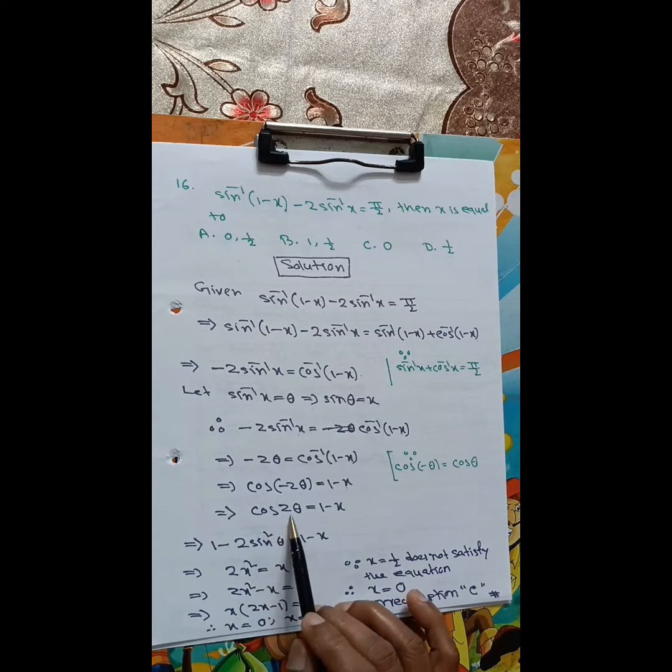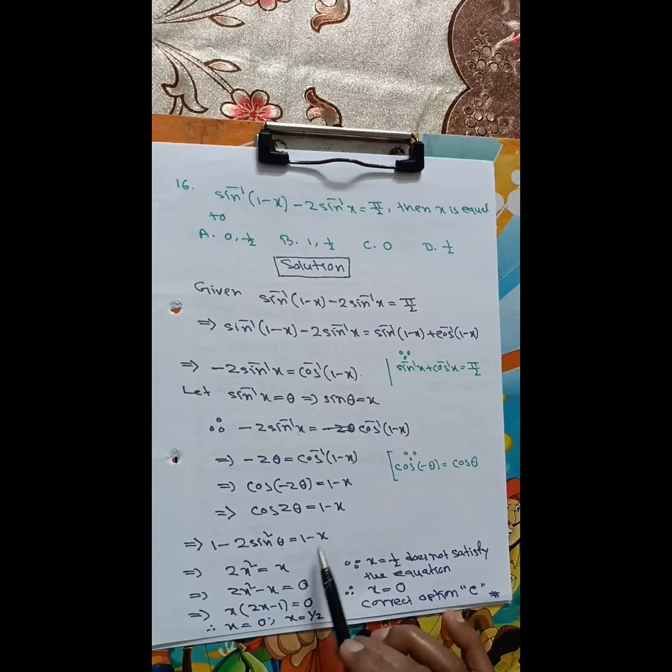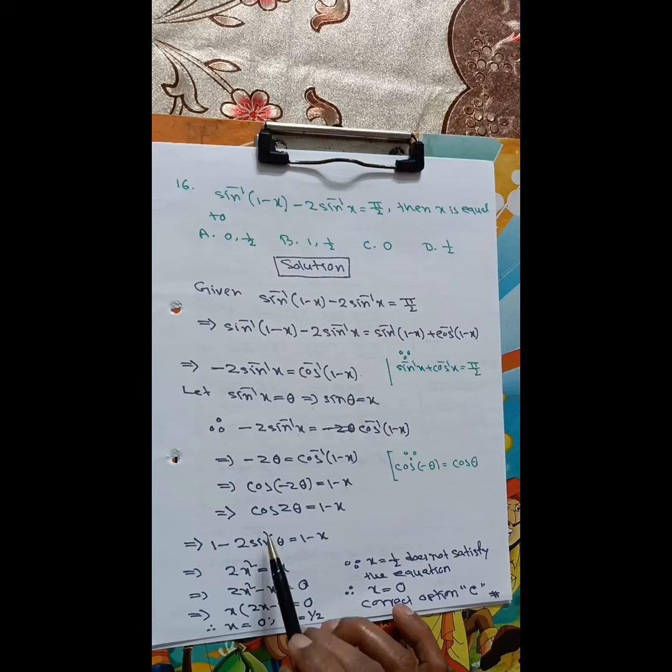Since cos twice theta is equal to 1 minus 2 sine square theta, that is the formula, this equals 1 minus x. This implies, in place of sine theta we write x, so 1 minus 2x square equals 1 minus x. Then 1 goes out, and we get twice x square minus x is equal to 0. Taking x common, we get x times twice x minus 1 equal to 0. Therefore x is equal to 0 and x is equal to half. Then we get 2 values of x.